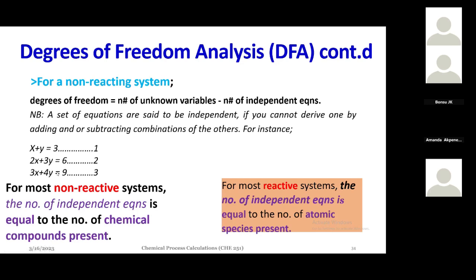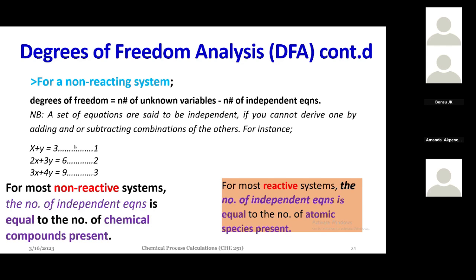Exactly. But you can also take note of something here. You can have one equation, let's say x plus y equals 3. And then my other equation will be 2x plus 2y equals 6. In a case like that, equation 1 and that equation I'm talking about are dependent.